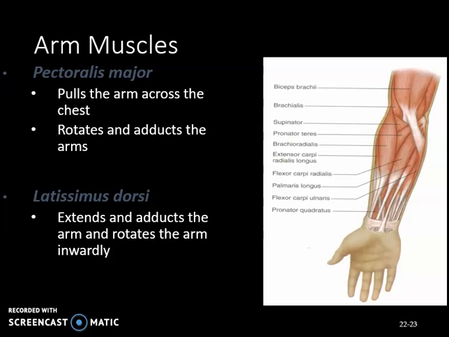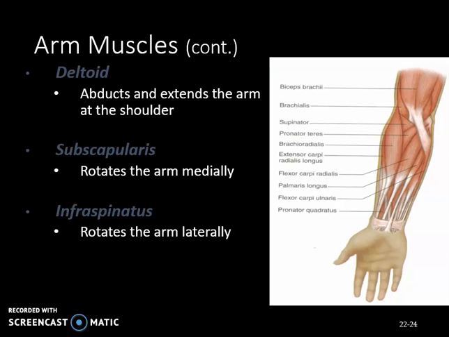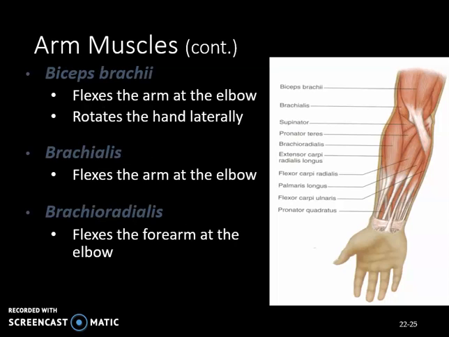Arm muscles. The major ones that I want you guys to know, this isn't necessarily a muscle of the arm, but it does connect to the arm, is the pectoralis major. That's the biggest muscle of the pec area. Latissimus dorsi also is more of the back area, although it does wrap around to the front of our body. Deltoids, that's the muscle of the shoulder. And then these other two I will not have you know for the test.